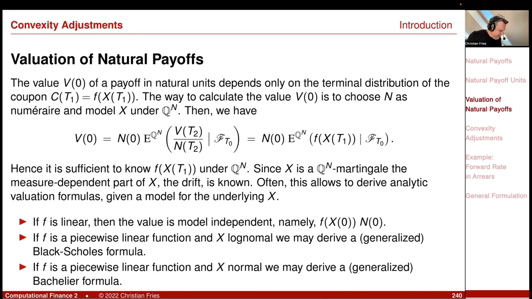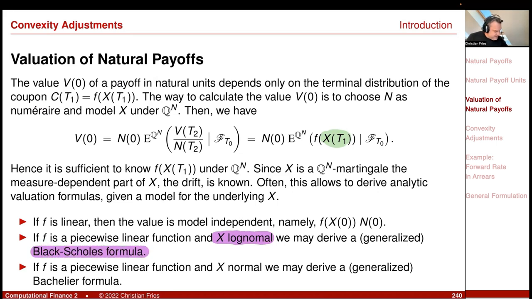The valuation of this natural payoff is nice because the numerator will cancel out of the expectation, and all you need to know is then the distribution of X. So for the special case of our lognormal assumption for X, we derive the Black-Scholes formula.